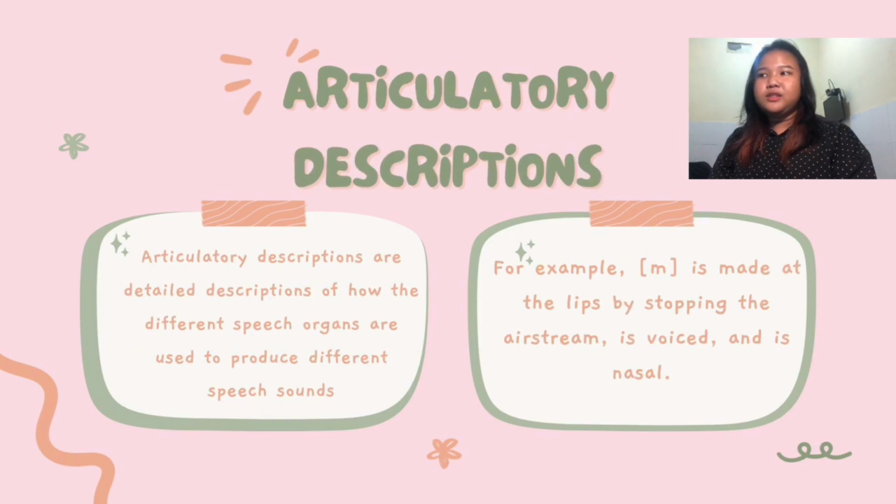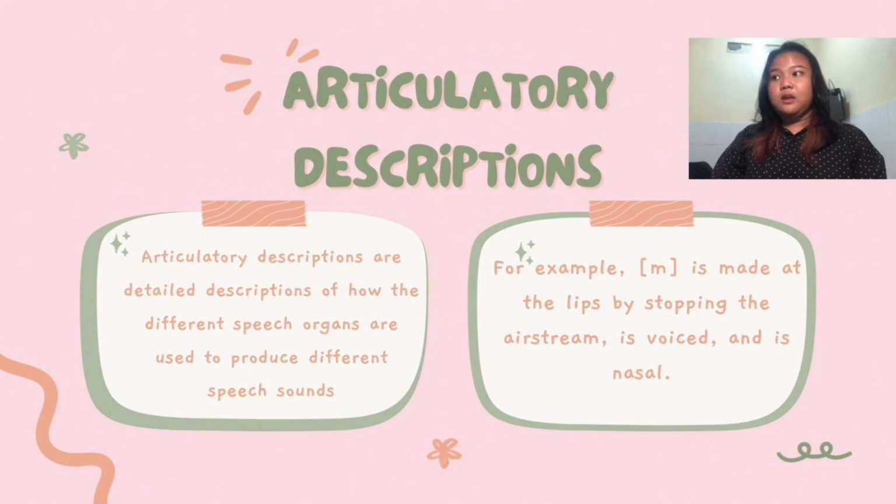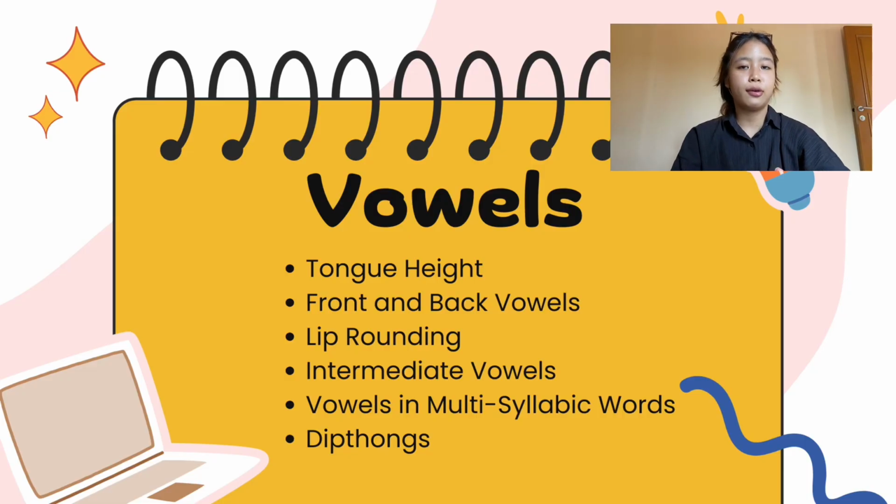So articulatory descriptions of any consonant or approximant must specify at least its place and manner of articulation, whether it is voiced or voiceless, and whether it is nasal or oral. For example, M is made at the lips by stopping the airstream, is voiced and it's nasal. So the next one is vowels.